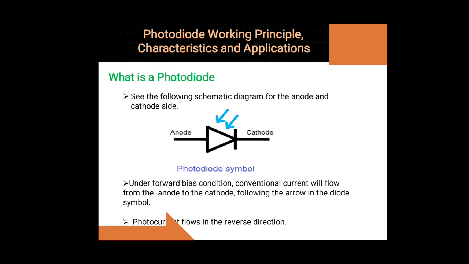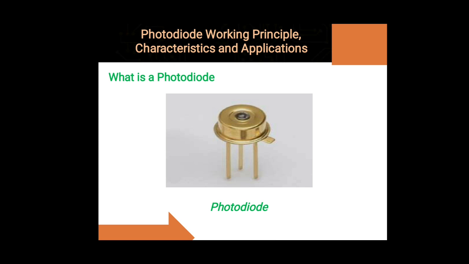So this is the schematic diagram of the photodiode. It has two terminals, two electrodes, one is anode and another is cathode, and the arrow indicates it detects the light. Under the forward bias condition, the conventional current will flow from anode to the cathode and the photocurrent flows in the reverse direction. So this is the practical photodiode. See here.